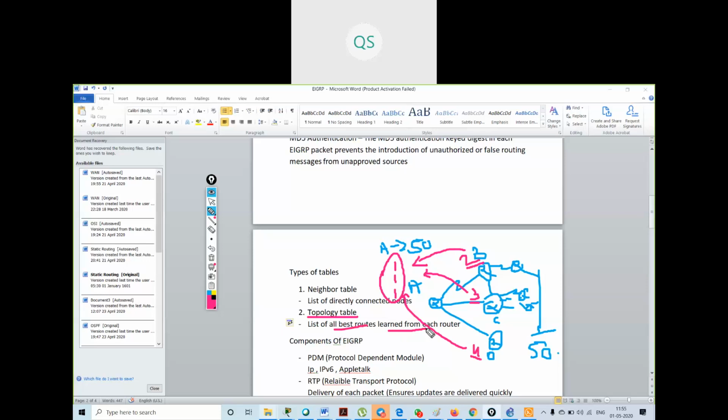Understood? Any doubt, guys? Topology table. Okay. No doubt.